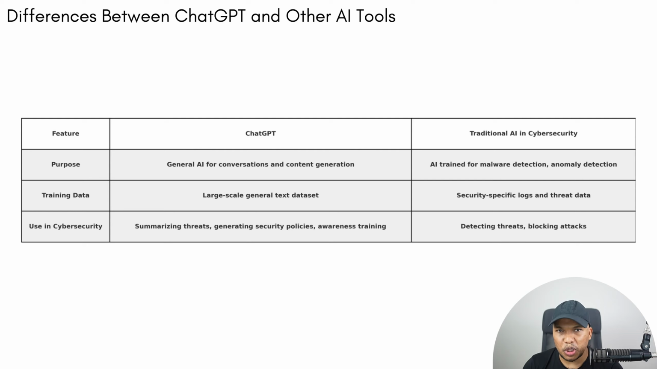And then the use in cybersecurity. ChatGPT can be used for, again, so many things: incident response, security awareness training, threat evaluation, vulnerability research, and so on. While traditional AI in cybersecurity is typically used to detect threats and, of course, block attacks. So that's it for understanding ChatGPT.